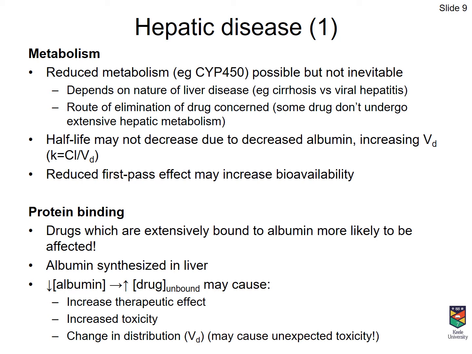Because you've got a higher unbound drug concentration, that means another thing, that you can also expect a potential, at least, for an increased therapeutic effect, but also there's potential for increased toxicity because there's more free drug available in both cases. So the bottom line of all of this is the effects of hepatic disease are really quite complex indeed, and they have to be considered carefully.